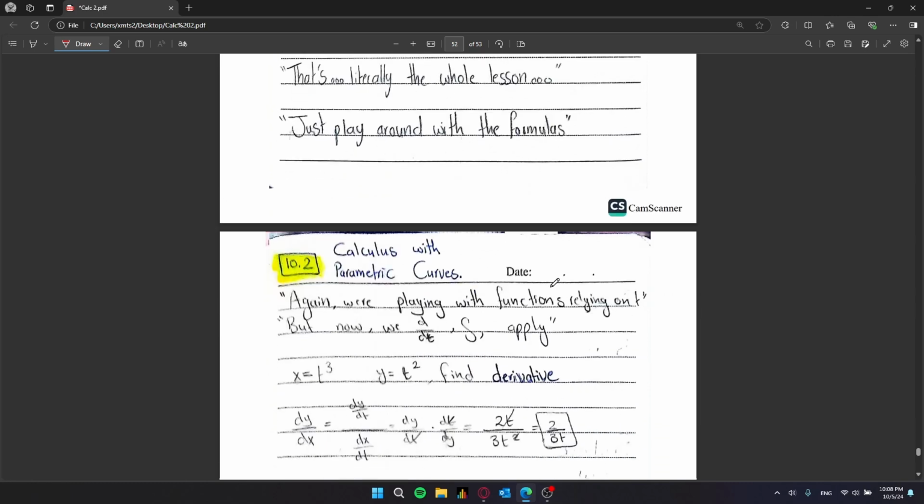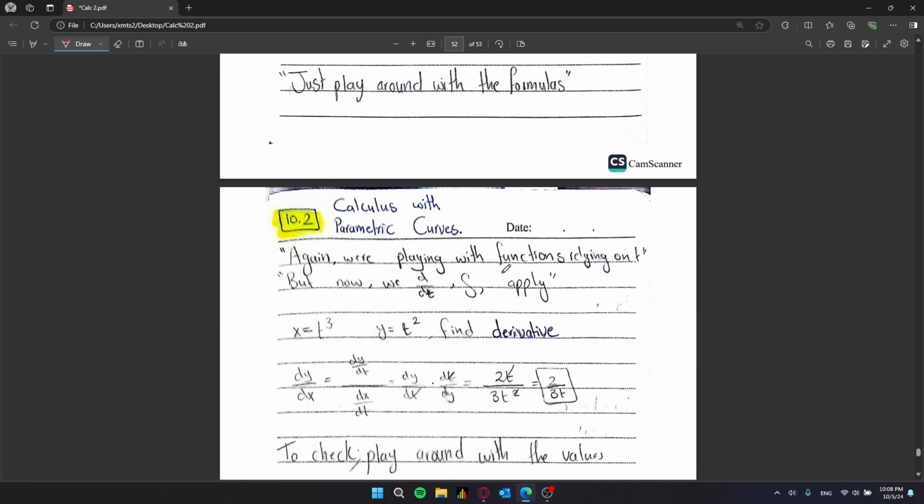Now, let's play around a bit. So, you have x is equal to t cubed, and you have y is equal to t squared. Find the derivative. But you are finding the derivative with respect to t, because that's what we want. Because we're talking about stuff in terms of t. So you're finding dx over dt, and you are finding dy over dt.